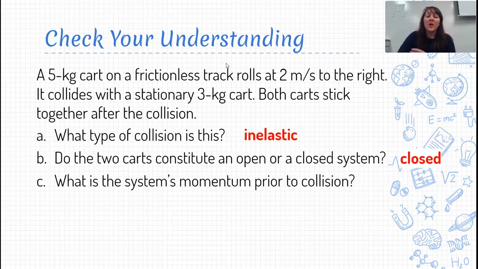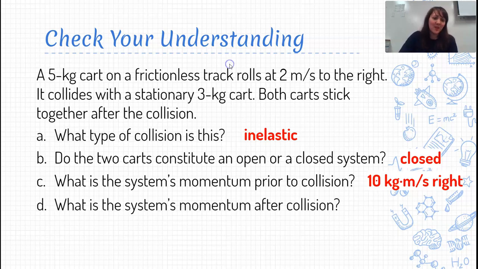Third question, what is the system's momentum prior to the collision? Well, prior to the collision, our 5 kilogram cart is moving at 2 meters per second to the right. So we multiply those together. 5 times 2 gives us 10 kilogram meters per second to the right. And the 3 kilogram cart is stationary, so it has no momentum, which means that our total momentum just comes from that 5 kilogram cart, and it has a momentum of 10 kilogram meters per second to the right.